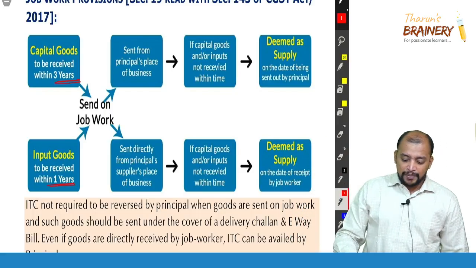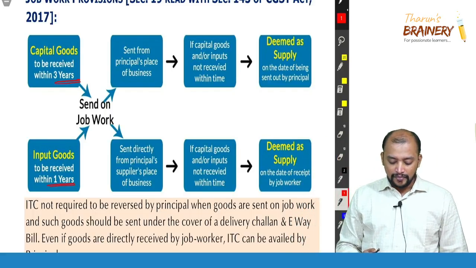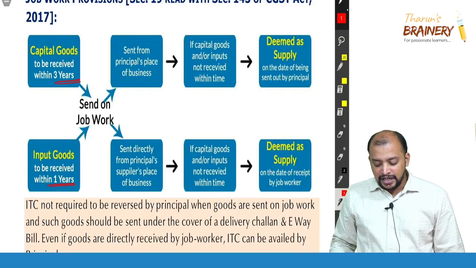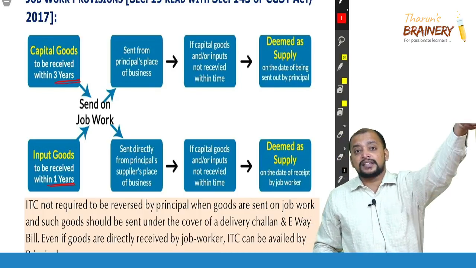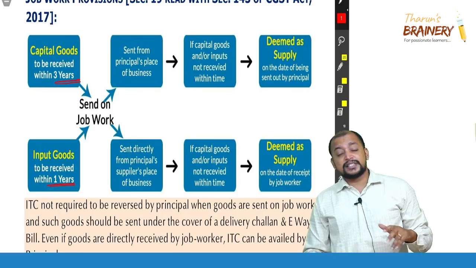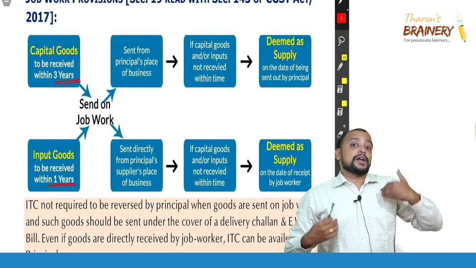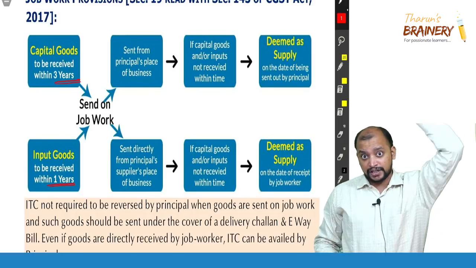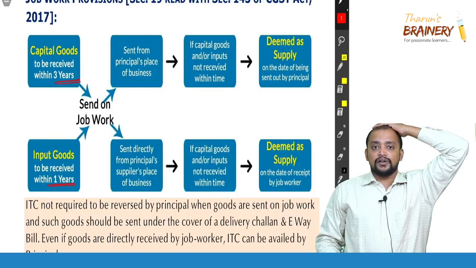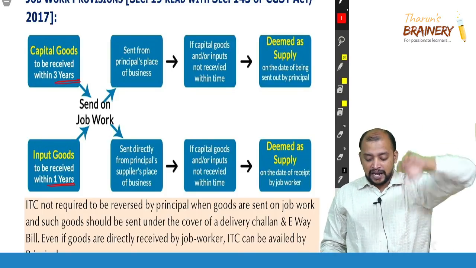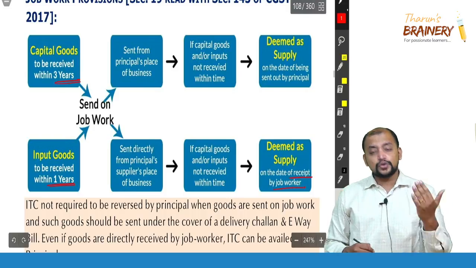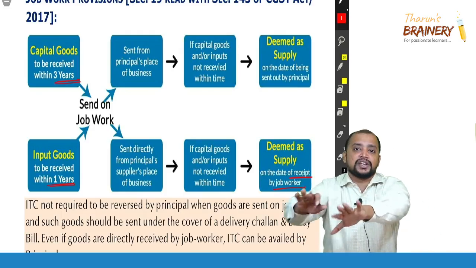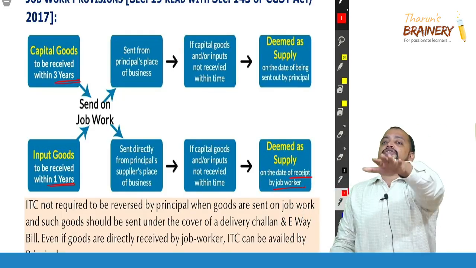See this. Sent from principal place of business. Okay. And if capital goods and or inputs not received within time, deemed as supply on the date of being sent out by the principal. Suppose if it is sent directly to the job worker's place from our supplier. So that 1 year, 3 years should be counted from the date of receipt by the job worker. And if the goods are not returned within 1 year, 3 years, then it is deemed as supply on the date of receipt by the job worker. Two situations. First situation is we are buying it to our premises and then we are dispatching it. Second is directly the goods are received by the job worker.